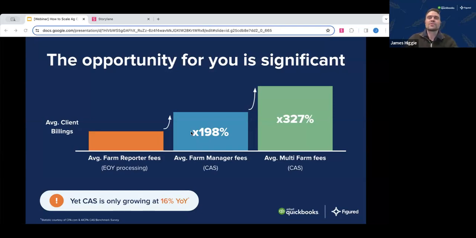The opportunity for you is significant in the fact that these three types of farm products that Figured has in the solution actually support the different types of CAS that we're going to be speaking to today. So very much entry level, then we've got those where you might be providing some form of service, and then with those we've got this opportunity to sort of turbocharge those advisory services into the agri team.